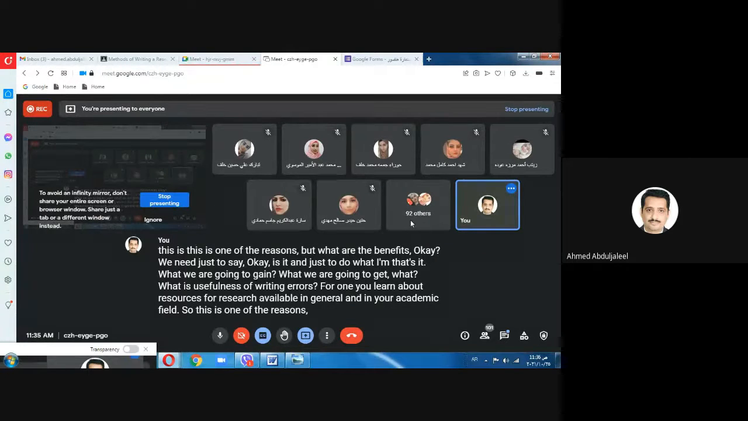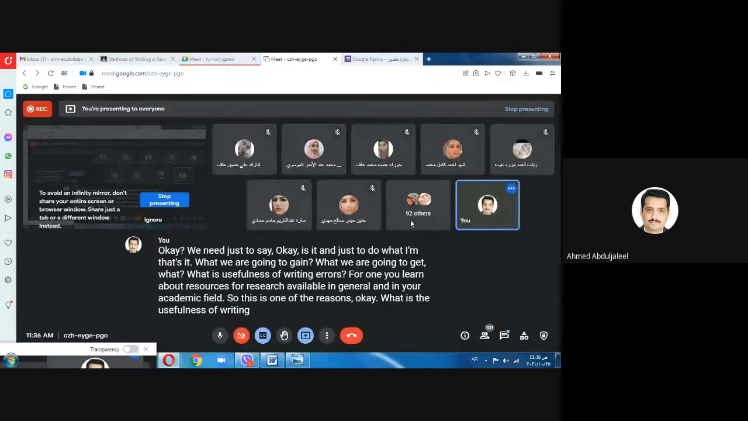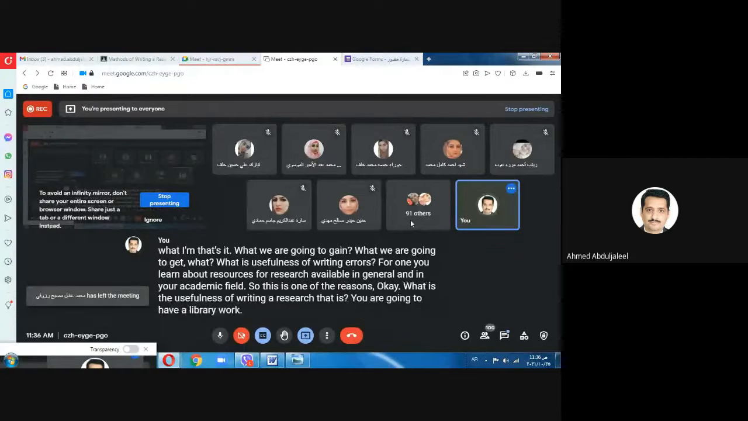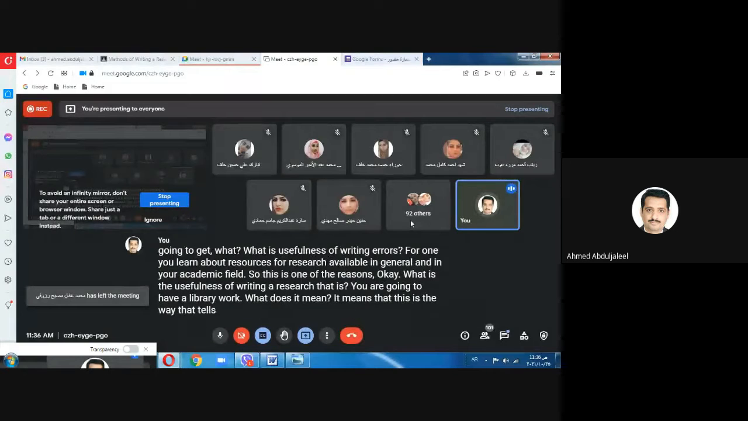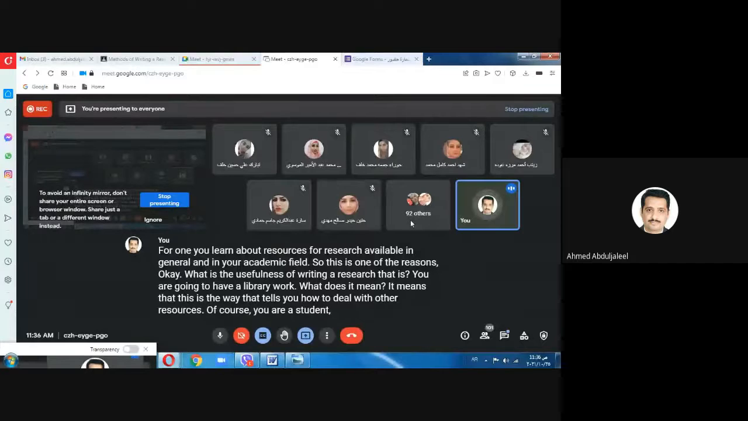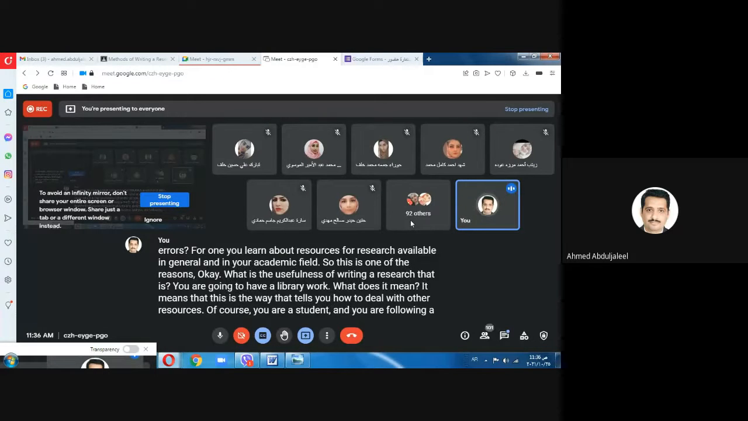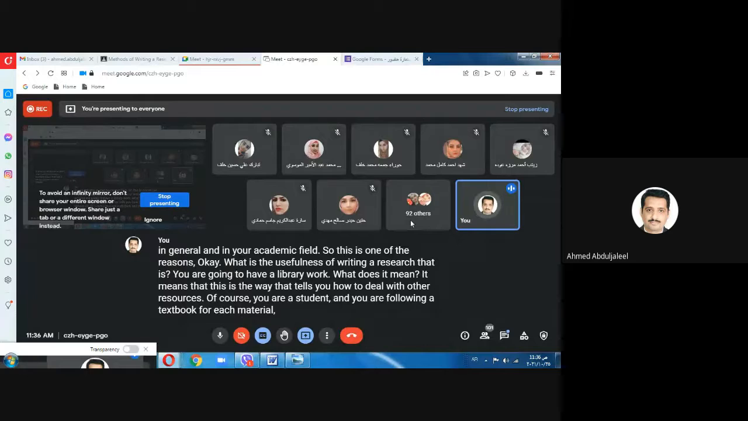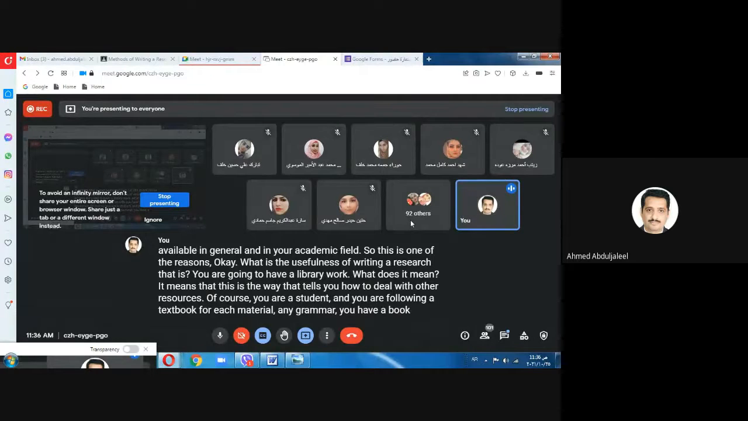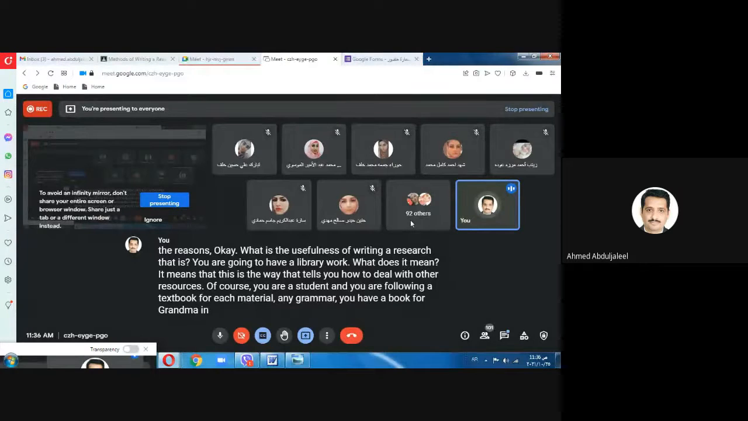Okay, what is the usefulness of writing a research? That is, you are going to have a library work. What does it mean? It means that this is the way that tells you how to deal with other resources. Of course, you are a student and you are following a textbook for each material. In grammar, you have a book for grammar. In literature, you have a book of literature. In linguistics, you have a book of linguistics.